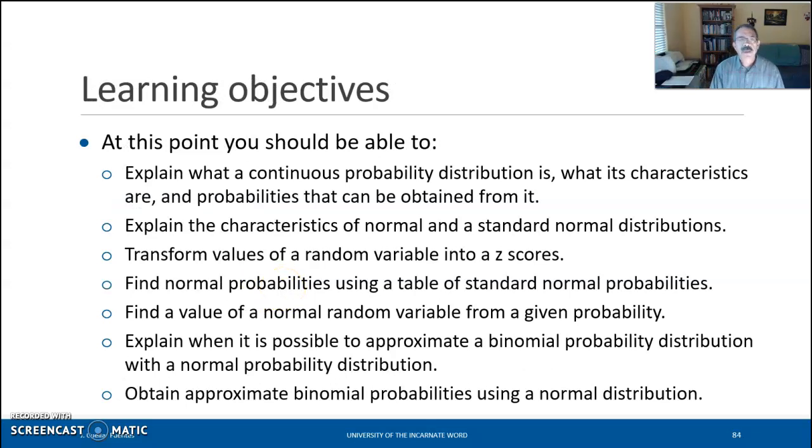All right, at this point, you should be able to explain what a continuous probability distribution is, what its characteristics are, and the type of probabilities that can be obtained from a continuous random variable. Also, you should be able to explain the characteristics of a normal and a standard normal distribution, and transform values from a random variable into a z-score. Then you should be able to use table 4 to find standard normal probabilities, and find the value of a normal random variable from a given probability. And finally, you should be able to explain when it is possible to approximate a binomial probability distribution with a normal probability distribution, and use the normal distribution to find approximate binomial probabilities. All right, so we're done with module 6.